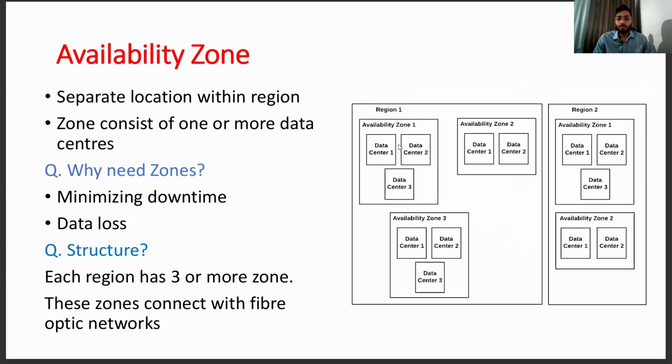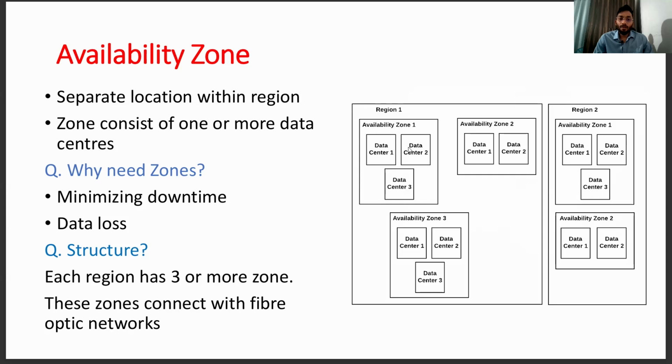But the question may come, why do we actually need zones? We could just do it randomly, right? We could build data centers at multiple places. Why do we need so much structure? The answer to that is to minimize downtime. We choose an availability zone. Now it has multiple data centers. Suppose for some reason one of the data centers stops working, so that would be a big issue.